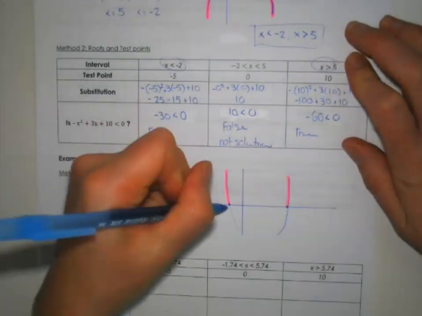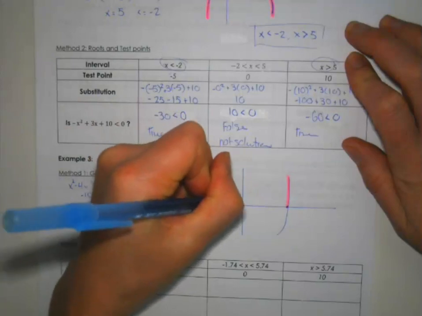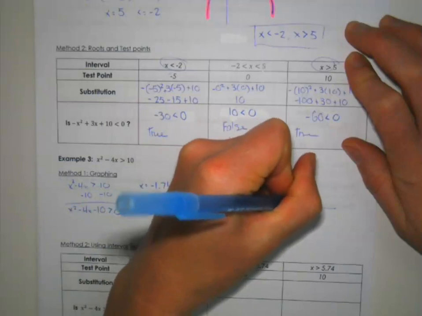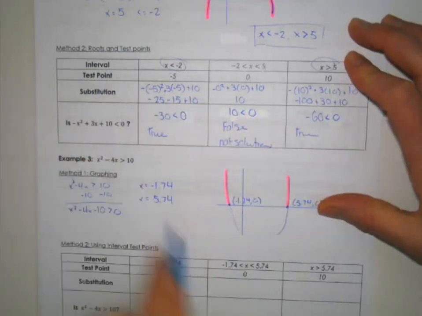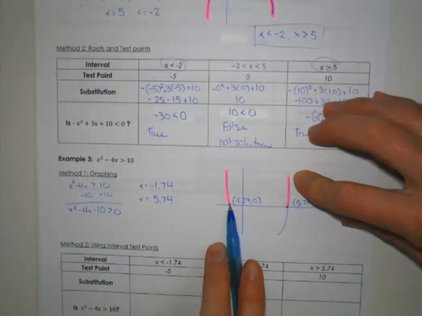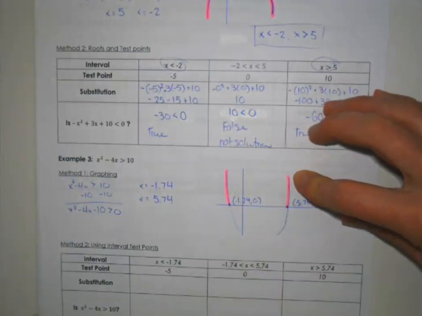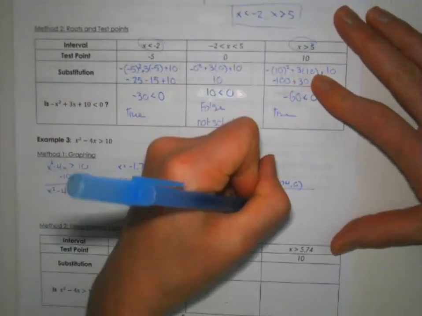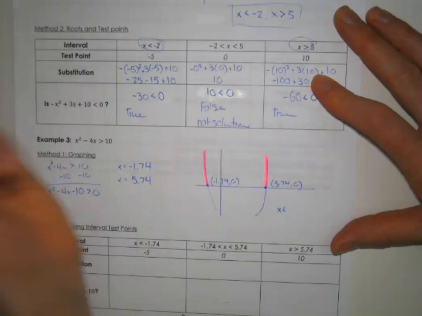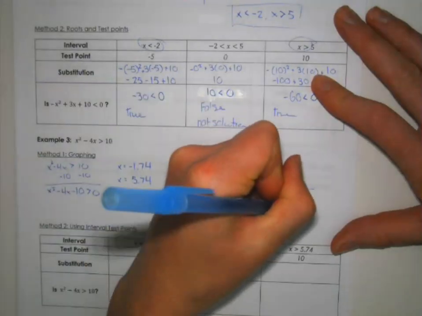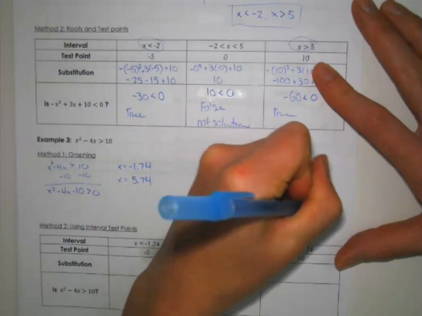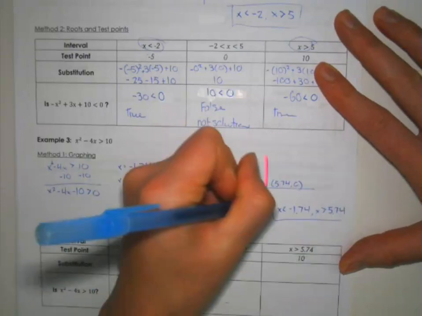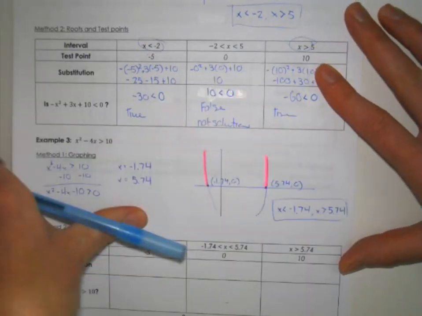So what does that mean? Well, our 0 here was negative 1.74 comma 0, and this one was 5.74 comma 0. So our inequality would be that we have to have values that are less than negative 1.74 or greater than 5.74. So x is less than negative 1.74, and x is greater than 5.74. So that's my solution there.